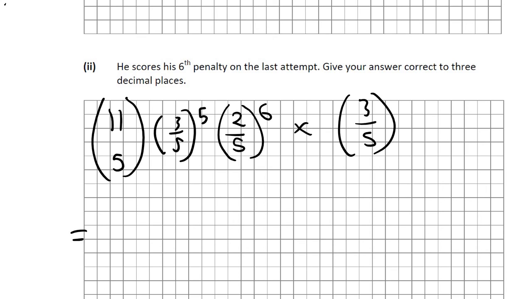So overall, that works out as 0.088, and as I said, to 3 decimal places. That's how we leave our answer.